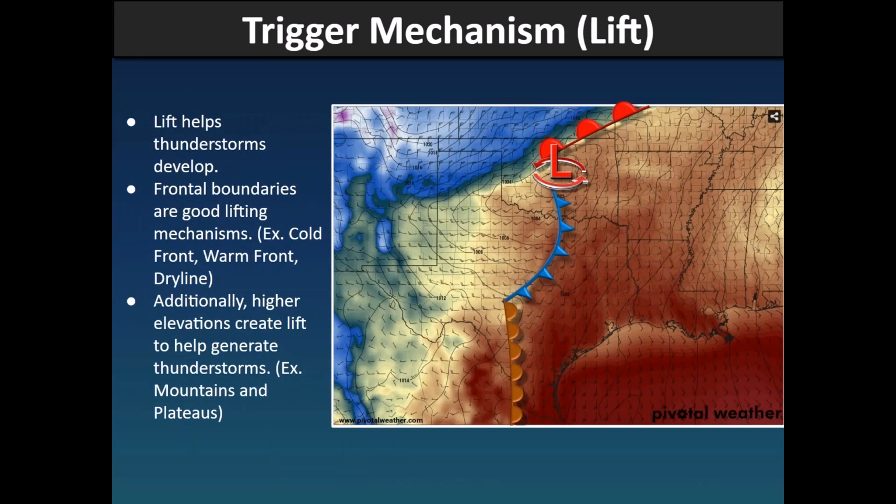The next ingredient is a trigger mechanism, or lift. So lift helps thunderstorms develop. Frontal boundaries are good lifting mechanisms. So if we have a cold front, a warm front, or typically out here the dry line. Additionally, higher elevations create lift to help generate thunderstorms. So the mountains and plateaus. So Stockton Plateau, down south of Fort Stockton, the Davis Mountains, the Glass Mountains, the Guadalupe Mountains. All those little features in that area do help get thunderstorms going, especially during severe weather season.